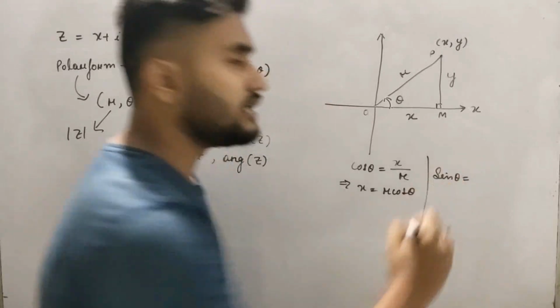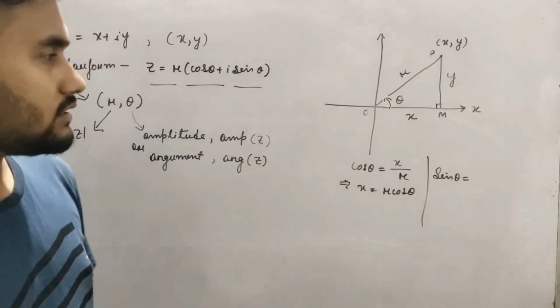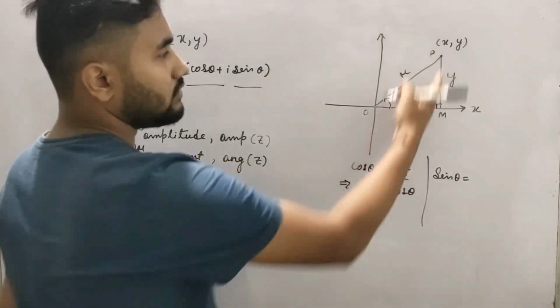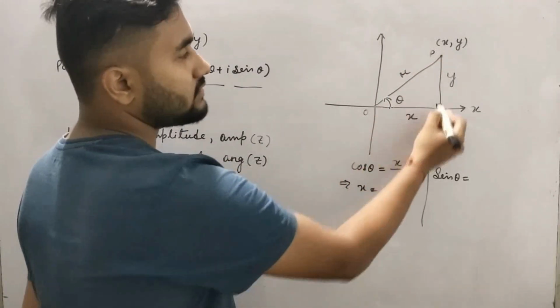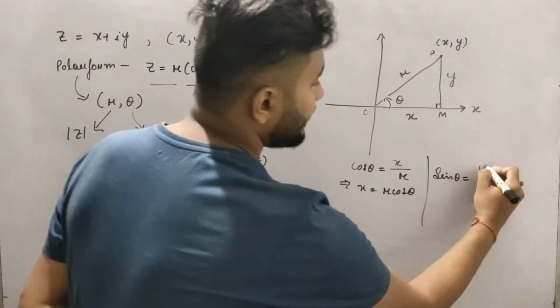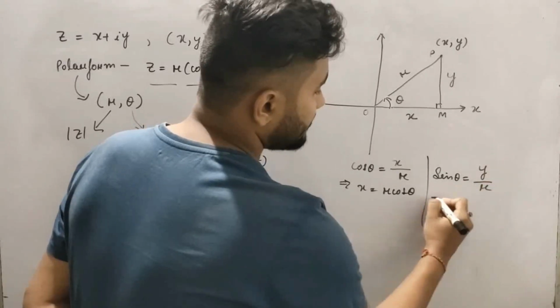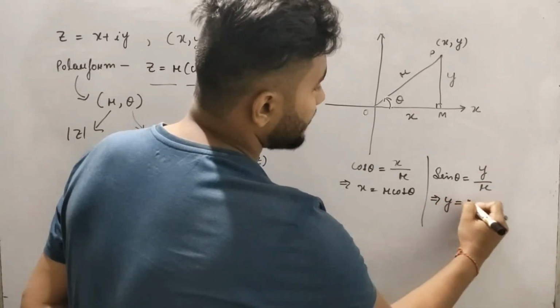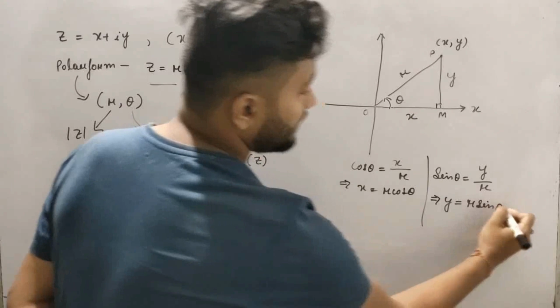Sine theta is what? Perpendicular by hypotenuse. So what is the perpendicular? This is the angle, this is the base, so this is the perpendicular, that is y by r. By simplifying, I will get the value of y as r sine theta.